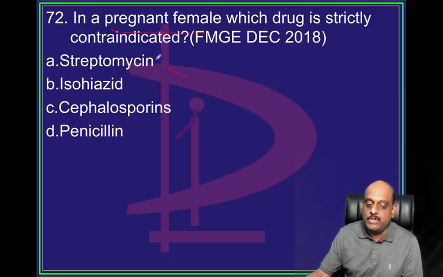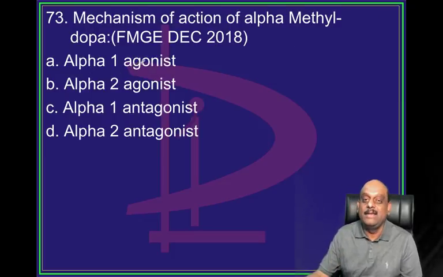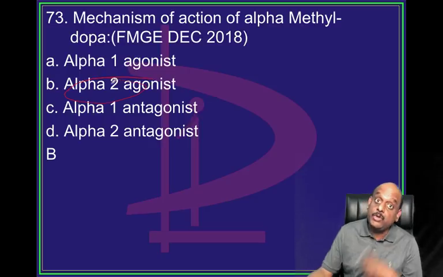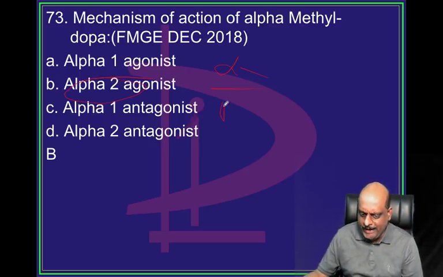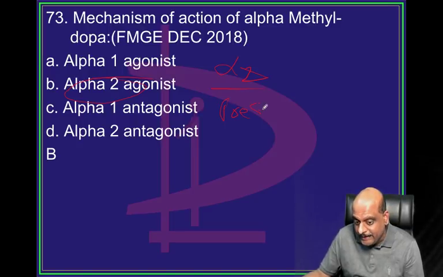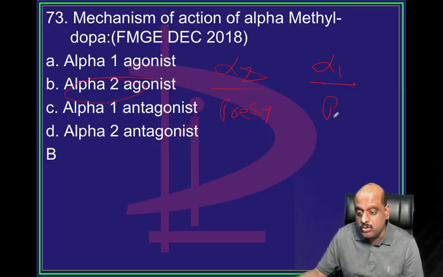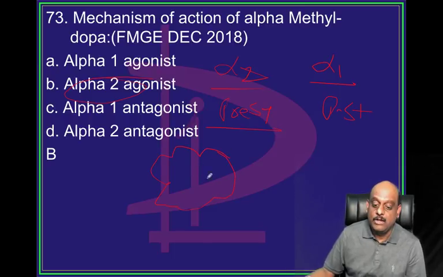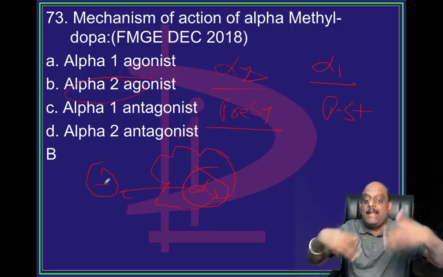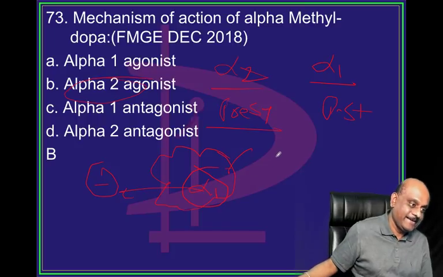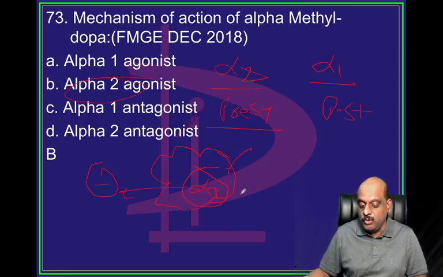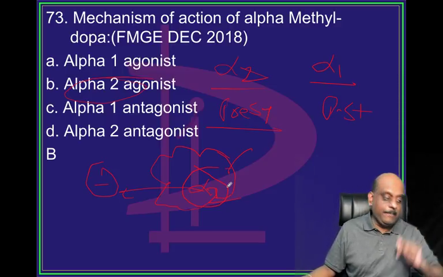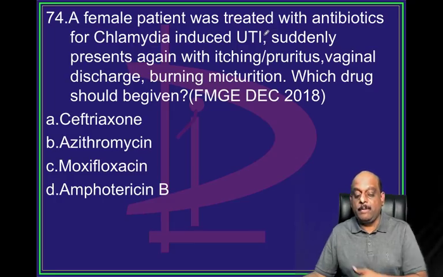In a pregnant female, which drug is strictly contraindicated? Streptomycin. What is the mechanism of action of alpha methyldopa, doctor? Alpha 2 agonist. Alpha 2 होता है प्रीसिनेप्टिक और पोस्टसिनेप्टिक. अल्फा 2 होता है प्रीसिनेप्टिक, अल्फा 1 होता है पोस्टसिनेप्टिक. अल्फा 2 कहां होता है? ब्रेन में होता है. So if this alpha 2 is stimulated, it will inhibit the sympathetic outflow. That is the reason alpha 2 agonists are all considered to be antihypertensives, which is the mechanism of alpha methyldopa, which is very safe in pregnancy.